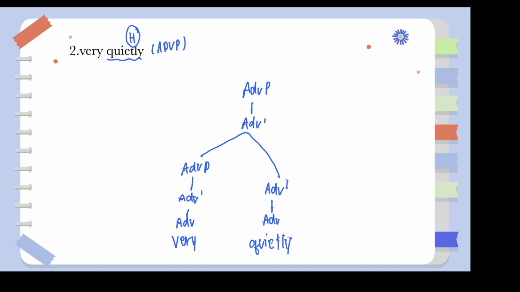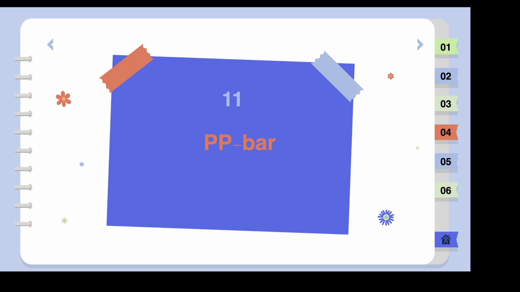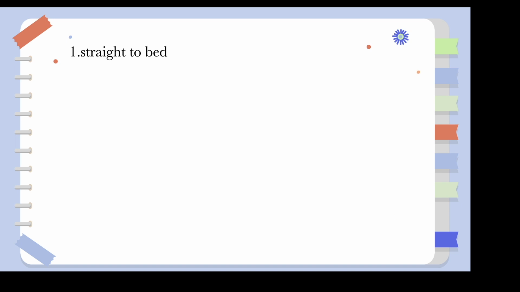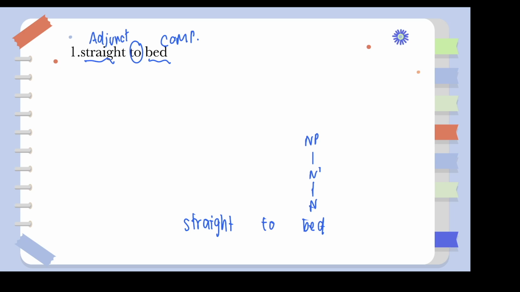Okay, and let's move to the prepositional phrase bar, PP bar. So PP bar, for example, "strained to bait." So we have our head like "to" here. So bait is the complement, and strained is the adjunct, so it's going to be attached last. So "strained to bait." Our complement is N bar and nothing modifies bait, so it is NP.